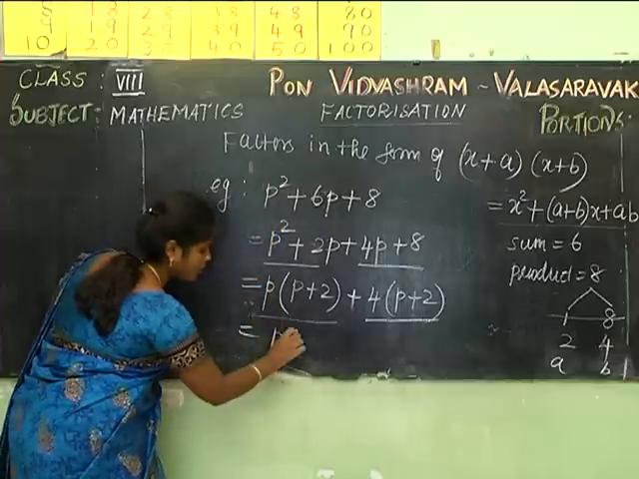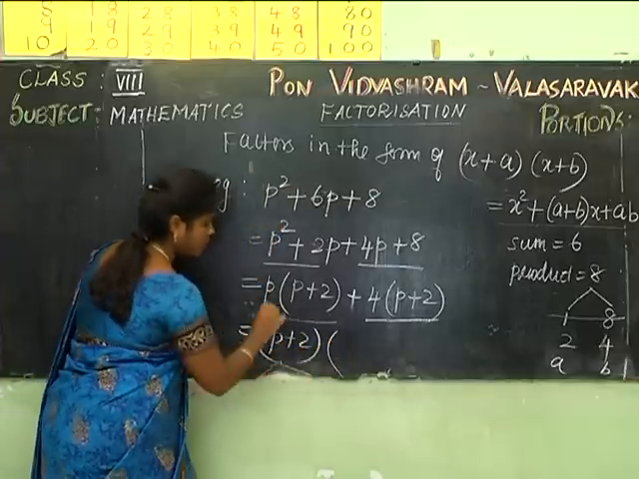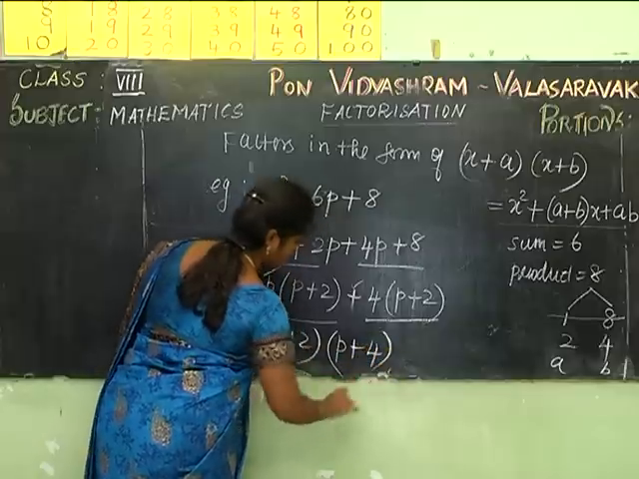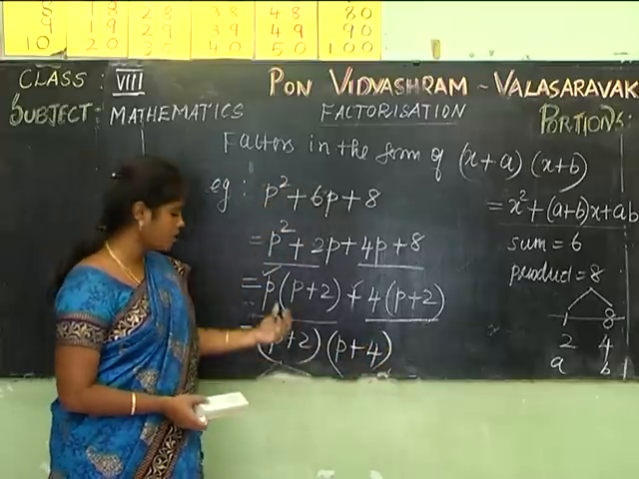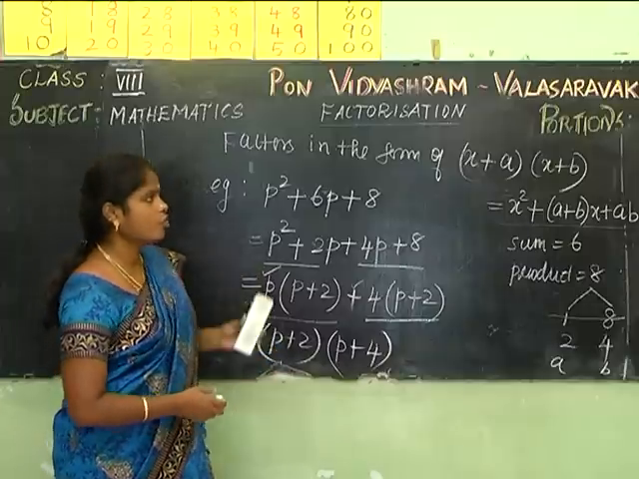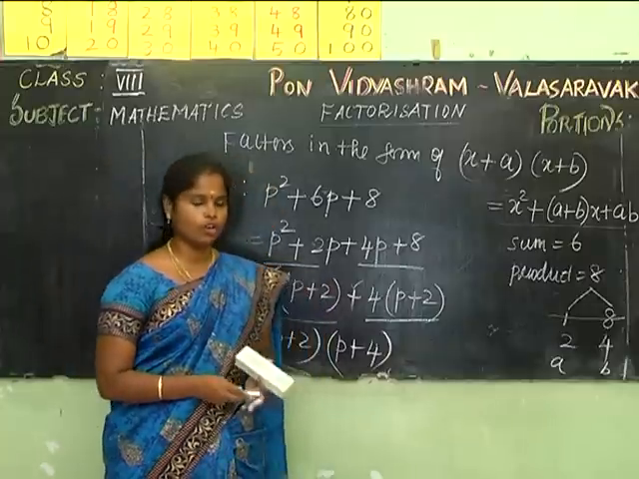So now take these two terms. The common factor is p plus 2. Here the remaining is p, then plus, and the remaining is 4. So the factors of this expression are p plus 2 and p plus 4. So these are the four methods to factorize the given polynomial.